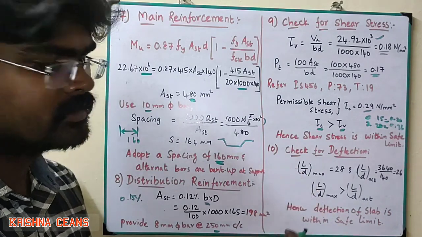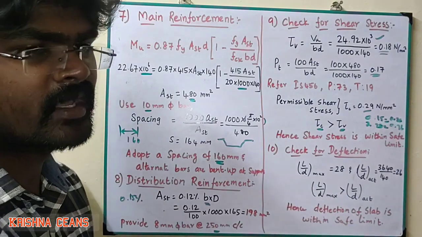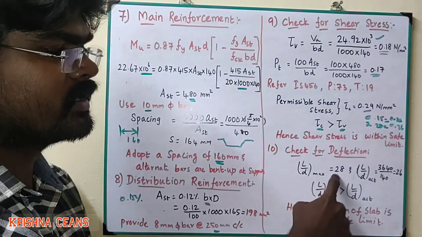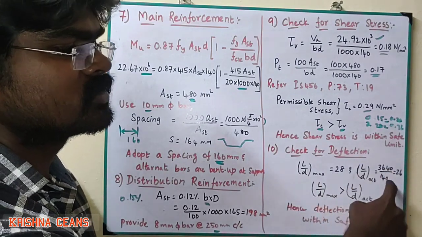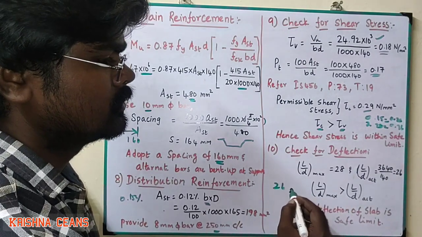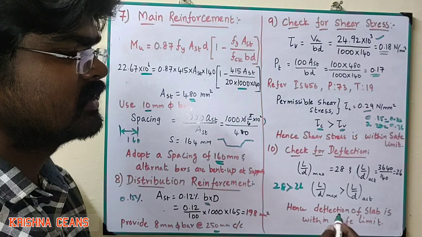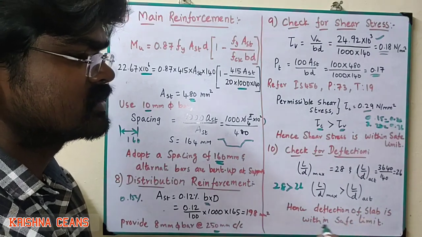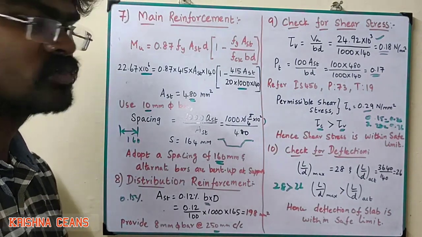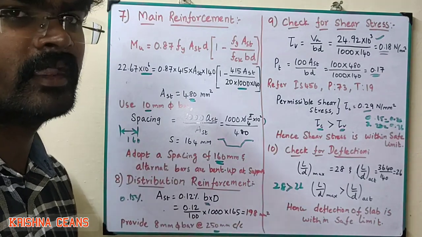Next, step number 10, check for deflection. So we have to compare the maximum L by D ratio and the actual L by D ratio. We found that the L by D maximum value is 28. L by D actual is 3640 by 140, which is equal to 26. So 28 is greater than 26, so it is also safe. Hence the deflection of the slab is within the safe limit. So shear is also safe, deflection also safe. So we design this one-way slab as safe and economical.